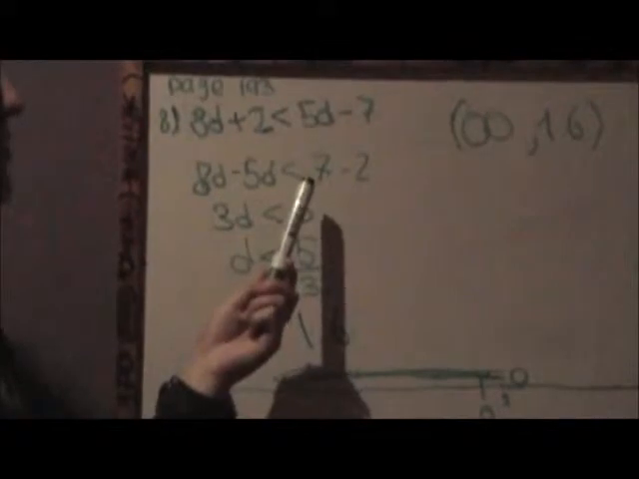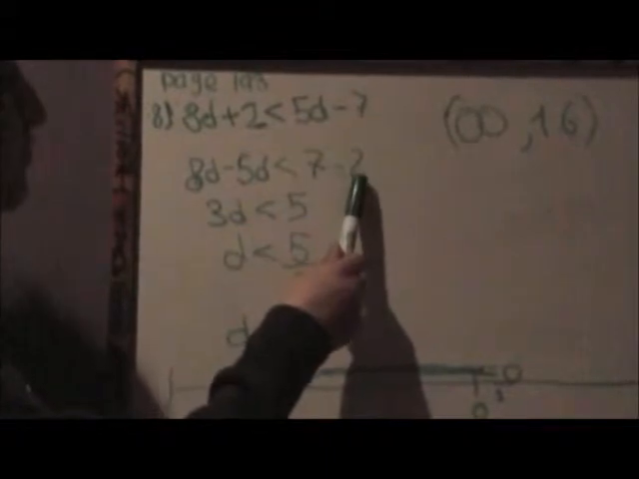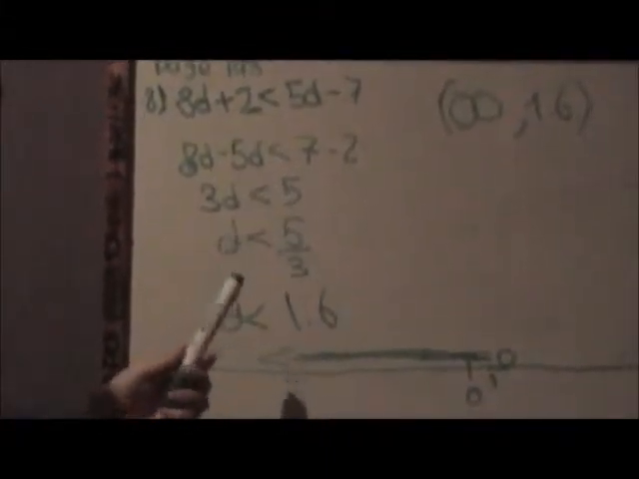is less than, and we have to pass the 2 to the right side. Since it is positive here, it is going to be negative there. So 7 minus 2 is 5. 3d is less than 5. Then d is less than, we have to leave the variable alone.